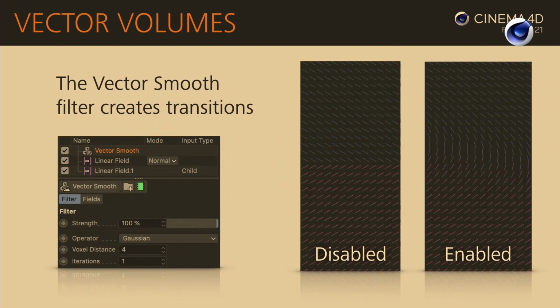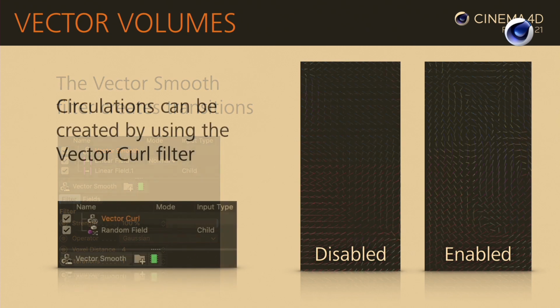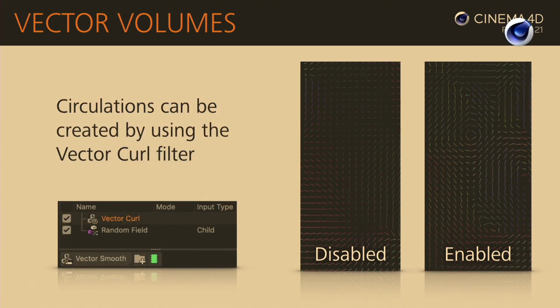The vector smooth filter creates transitions, and you can see it here clearly. One field, vectors going into this direction, another field, vectors going into that direction, and here smoothing is enabled, and you have a smooth transition between these two directions. Circulations can be created by using the vector curl filter, of course.